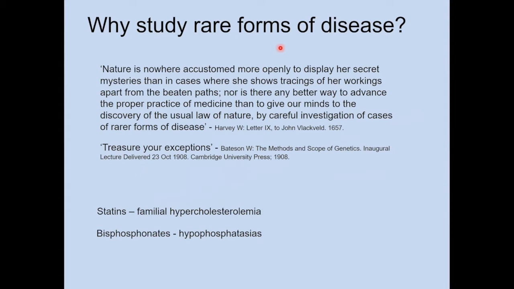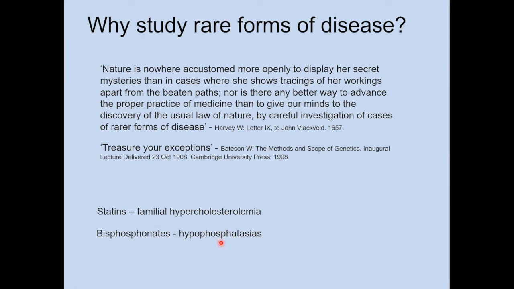Why are we interested in rare forms of disease? GWAS, like I just said, are studies done in people with more common forms of OA, so they're not generally familial. There are several reasons. These are two quotes from very famous geneticists. One says, "Nor is there any better way to advance a proper practice of medicine than to give our minds to discovery of the usual law of nature by careful investigation of cases of rare forms of disease." And this is from Bateson: "Treasure your exceptions." So we're really interested in those individuals or families that are outliers, that either get really severe OA or early onset OA.